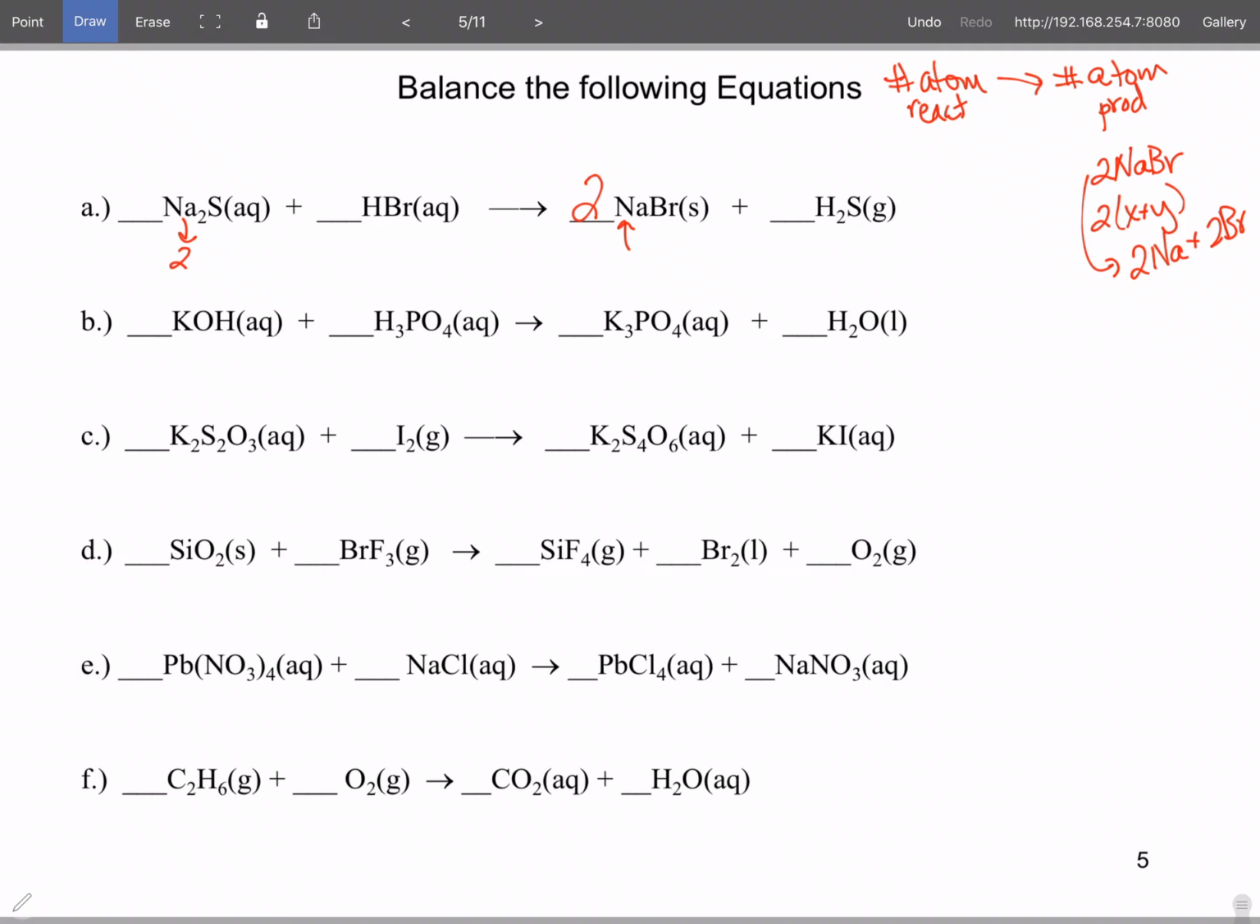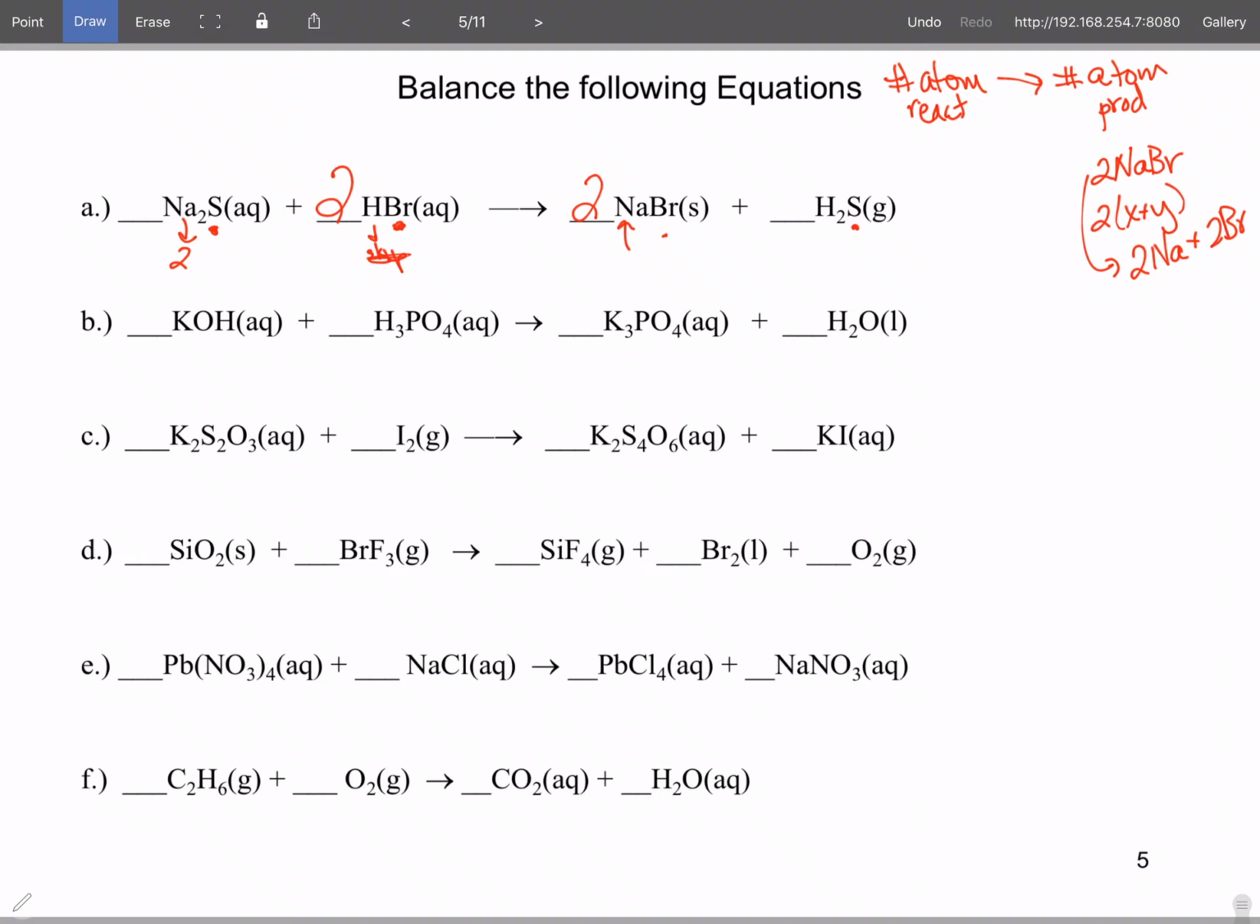So we've done that. Now we'll move to the sulfurs. We have 1 sulfur over here. We have 1 sulfur over here, so we're good on that one. So then we move on. We're going to skip hydrogen and go to bromine. Over here we have 1 bromine on the reactant side. We now have 2 on the product, so we need 2 over here. We've balanced everything but the hydrogens, so now we're going to go back to it. We have 2 hydrogens here, we have 2 hydrogens there. Voila, we are balanced. The hydrogens took care of themselves.